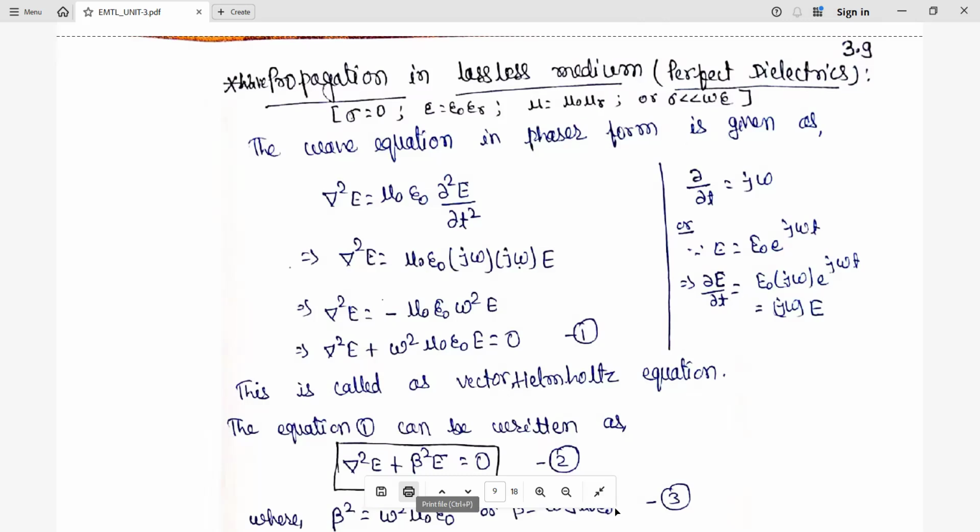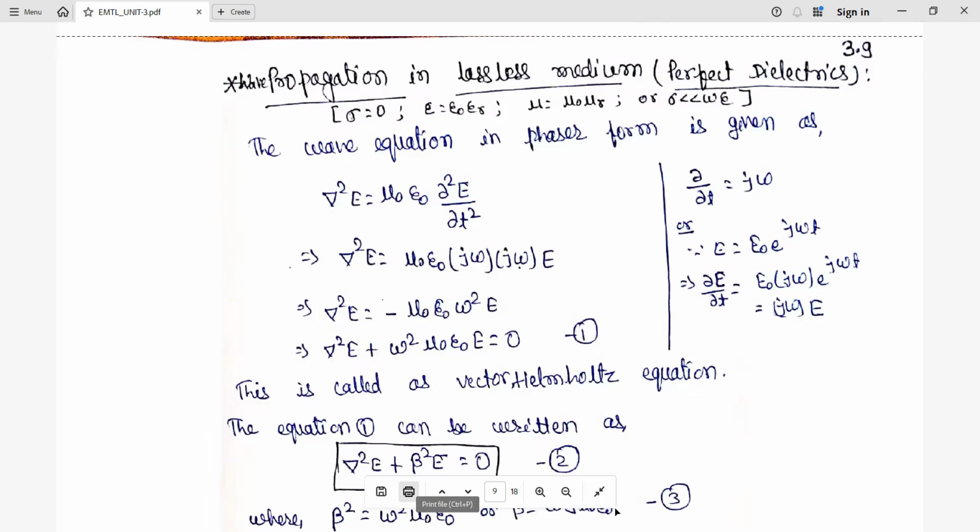Wave propagation in lossless medium. What do you mean by propagation? When is a wave going to propagate? When the wave is a function of time. And we have seen that wave propagation takes place due to displacement current. That displacement current plays the main role there.